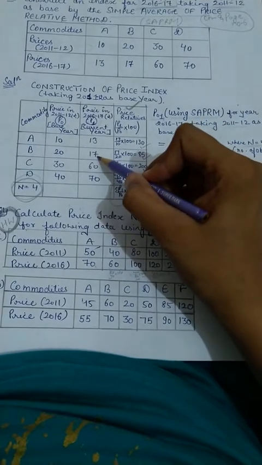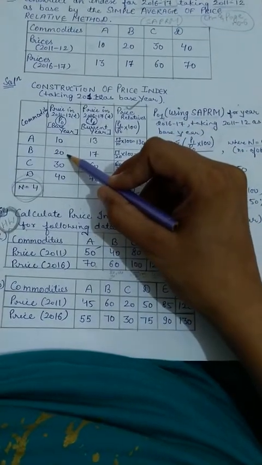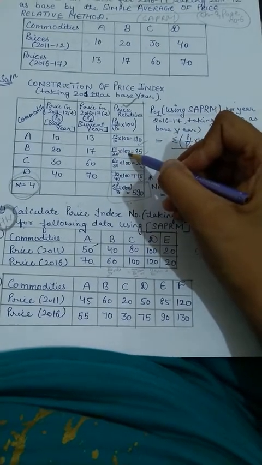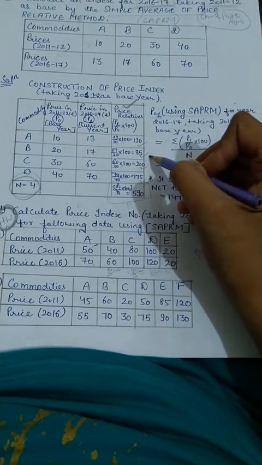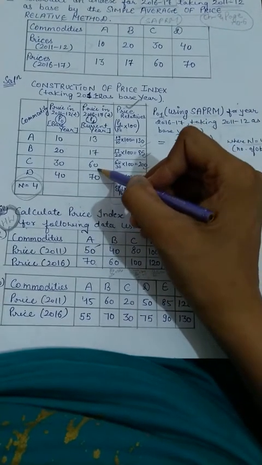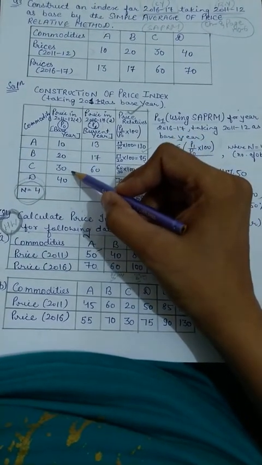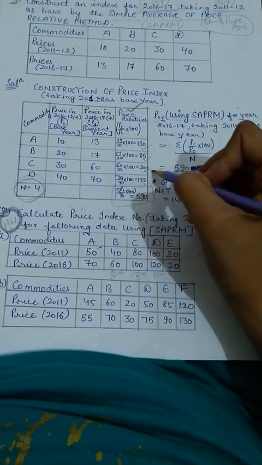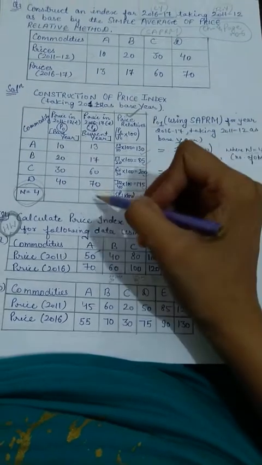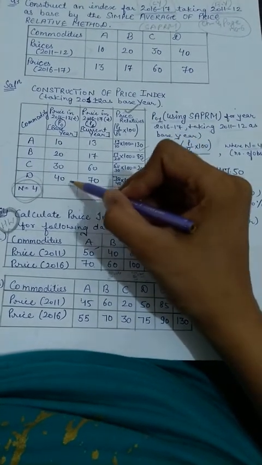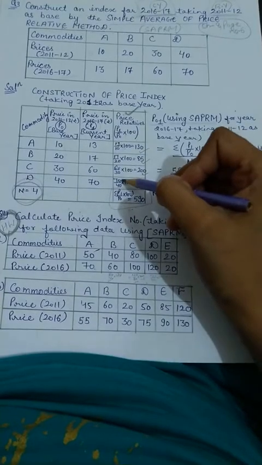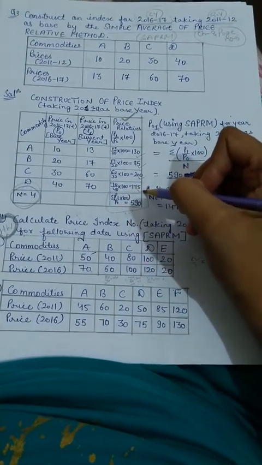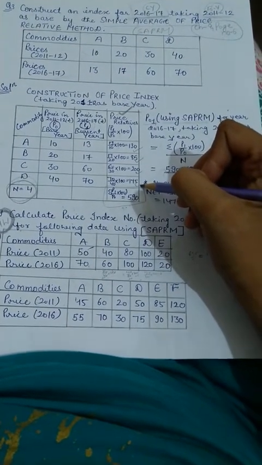Then bacha, it is your 17. Your P0 is 20. So 17 upon 20 into 100, you will get 85. Then bacha, you have P1 as 60, P0 as 30. So 60 upon 30 into 100, you will get 200. Then bache, you have 70 upon 40, that is 70 upon 40 into 100. That complete value you will get 175.